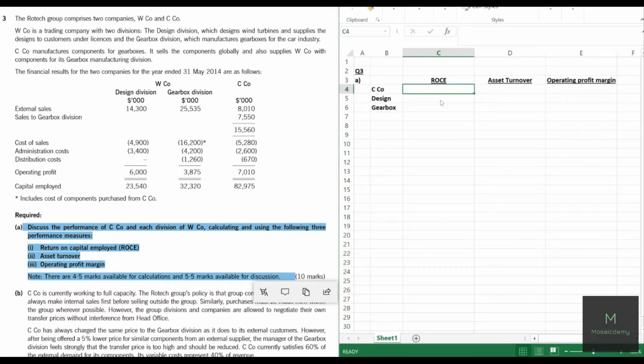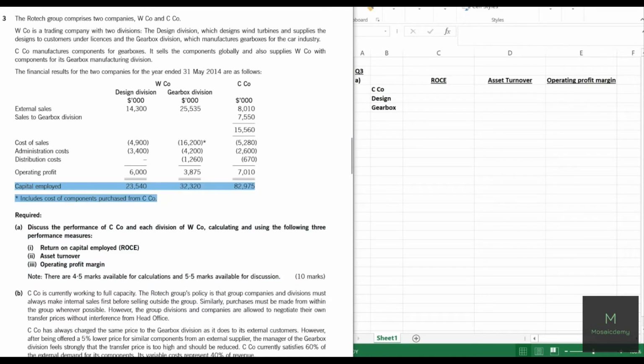So return on capital employed is operating profit over capital employed. Now the good news is they've already given us capital employed directly over here. Sometimes they don't do that. They'll give you assets, liabilities, etc. In which case, what was the formula for capital employed? Just for recap, it was total assets minus current liabilities. Okay. And generally speaking, for ROCE, we take controllable profit over controllable capital employed.